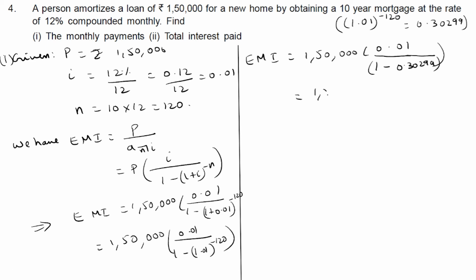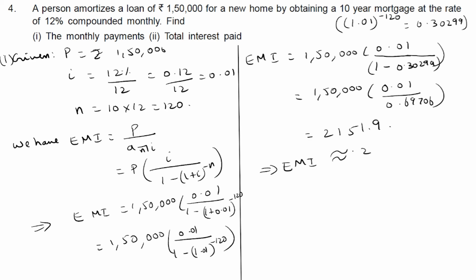So it is equal to 1,50,000 into 0.01 upon 0.69706. Now when we simplify, we get it as approximately 2,151.9. Or we have EMI is approximately equal to rupees 2,152. So this is the monthly installment or the monthly payments.